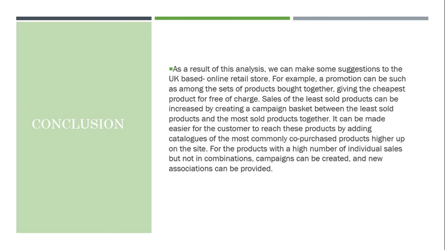As a result of this analysis, we can make some suggestions to the United Kingdom-based online retail store. For example, a promotion can be created such that among the sets of products bought together, the cheapest product is given free of charge. Sales of the least sold products can be increased by creating a campaign basket between the least sold products and the most sold products together. It can be made easier for the customer to reach these products by adding catalogs of the most commonly co-purchased products higher up on the website.